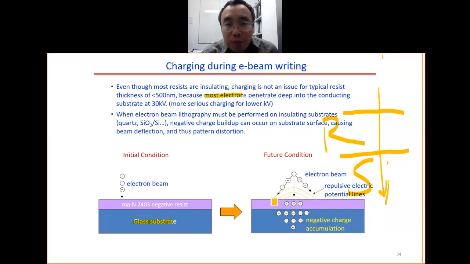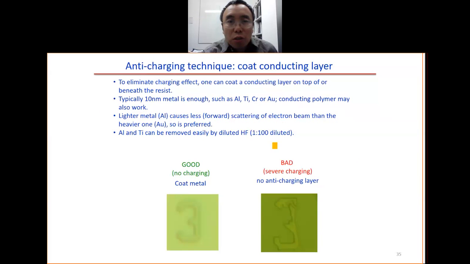So one obvious way to solve this problem is to coat a metal layer on top. You can then dissipate the charge. Usually we can coat aluminum, titanium, chrome, or gold. But actually we want a lighter metal, because with a lighter metal the scattering will be less.